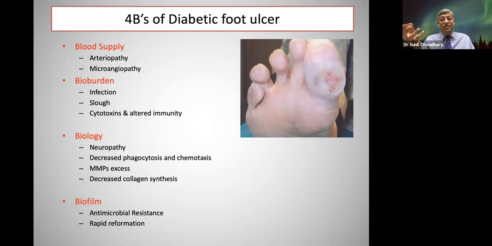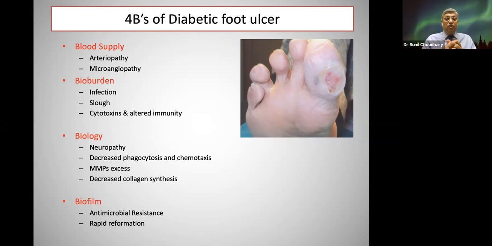The neuropathy not only causes decreased sensation, it also causes changes in the way the local immunity in the cells behave. There is decreased phagocytosis by the macrophages. As you all know, the macrophages are the primary cells responsible for tackling the bacterial load in the wound. They eat the bacteria, and if the phagocytosis process is hampered, then they cannot do so as well. The chemotaxis is also altered because of the various cytokines which are secreted in the milieu of this diabetic foot wound or the chronic wound.